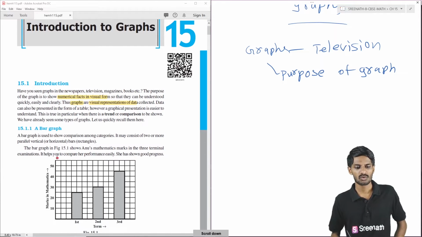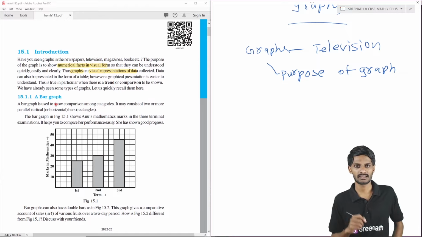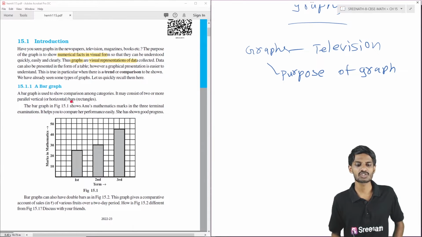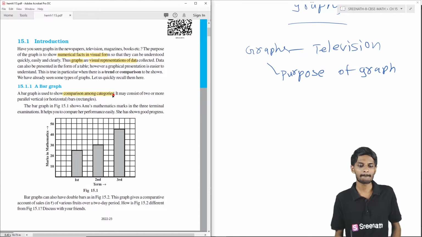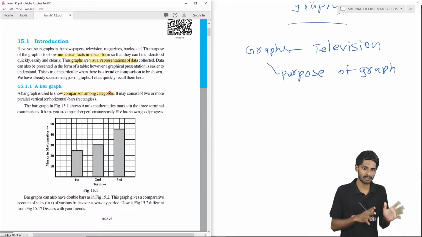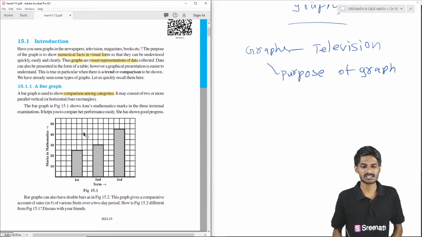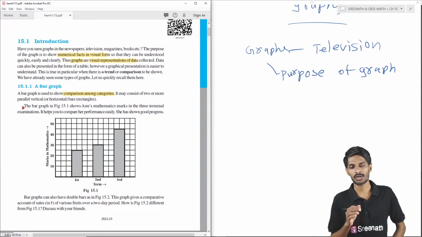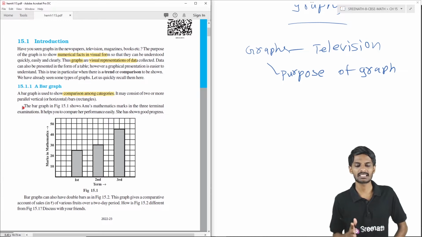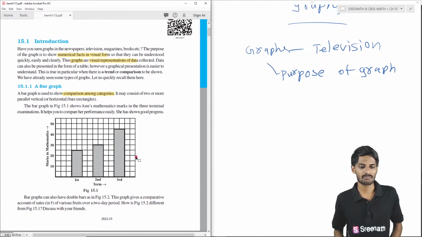Next we will see the bar graph. What is a bar graph? A bar graph is used to show comparison among categories, students. To compare between categories, we use a bar graph. It consists of parallel bars, which means vertical or horizontal bars. This is an example of a bar graph, students.